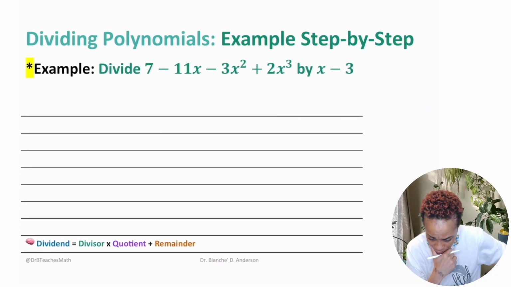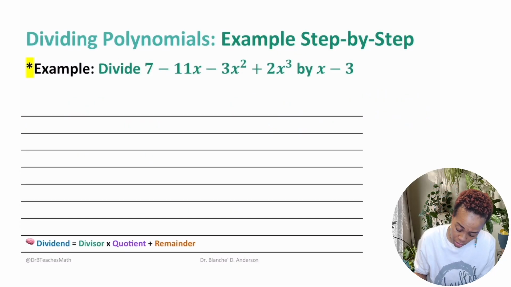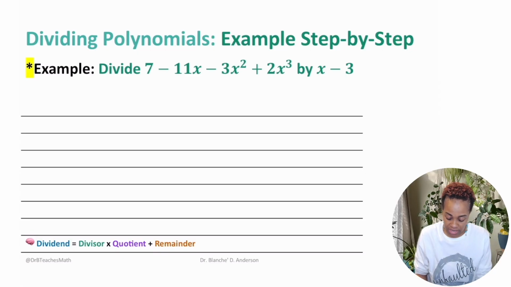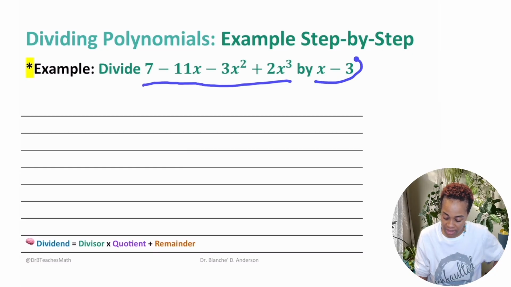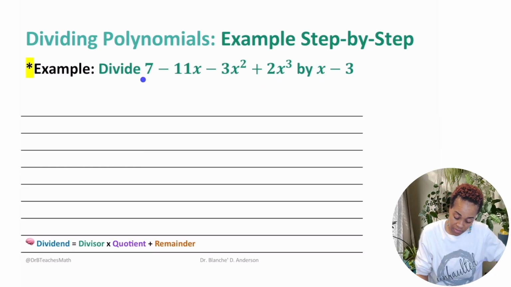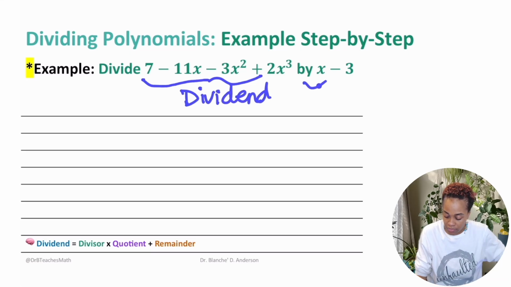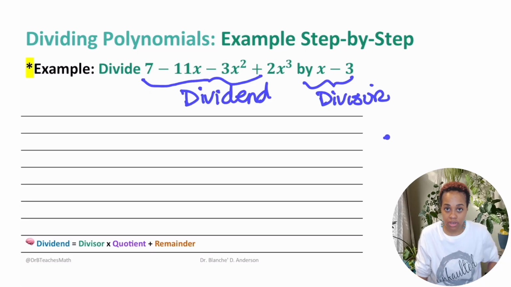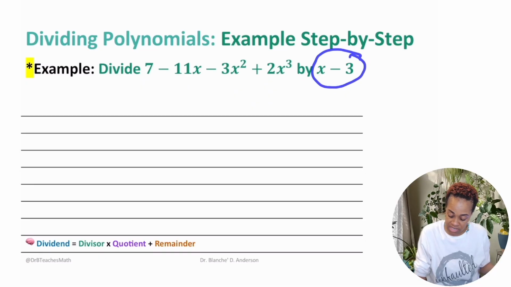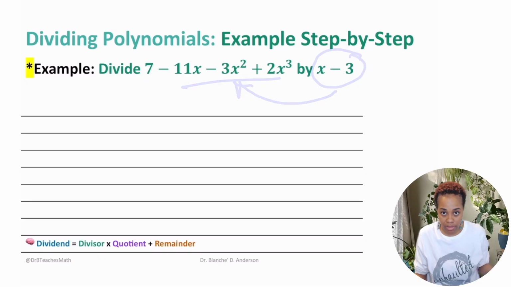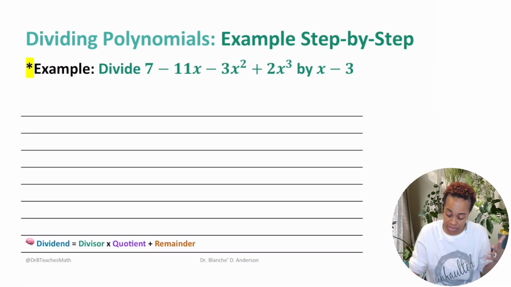All right, let's look at this one. Number 7. I skipped the whole 7. 7 minus 11x minus 3x squared plus 2x cubed, and we want to divide that by x minus 3. So again, this is your dividend, this is your divisor. We're looking for the quotient, and then we're looking for the remainder. If we get a remainder of 0, that means this is a factor of this entire polynomial. And if it's a factor, that means when we graph it, the positive 3 becomes an x-intercept.